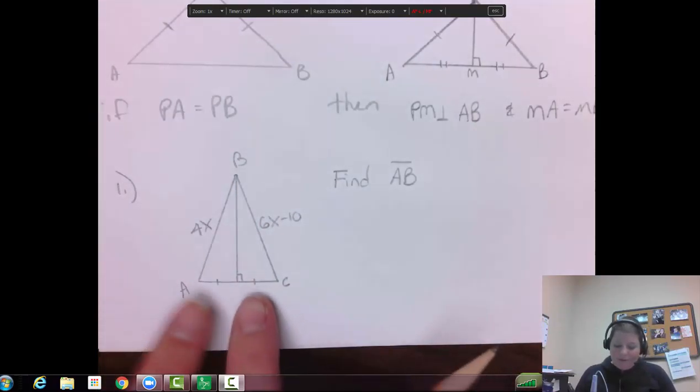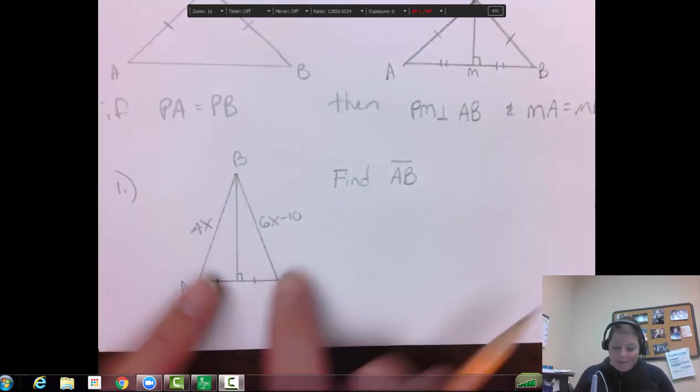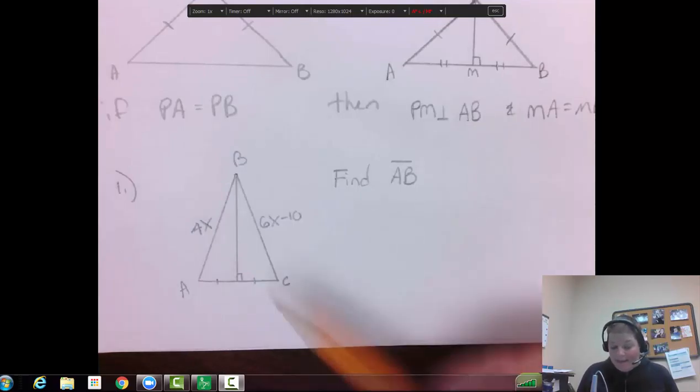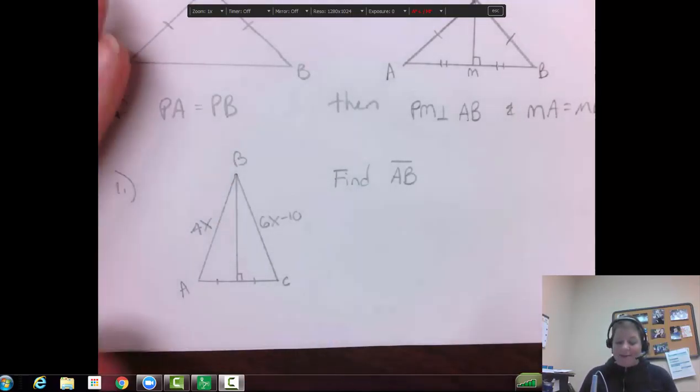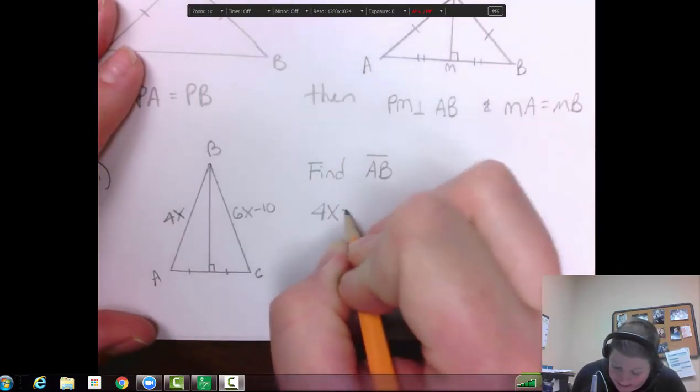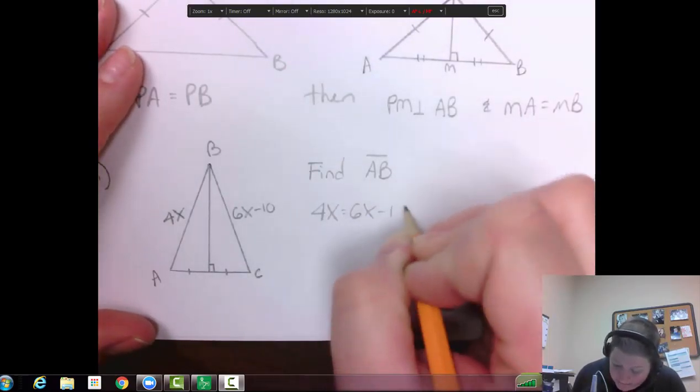Well, we know if these are congruent, what do we know about these two sides up here? They have to be congruent. All right, so those have to equal each other. We can find that x value. Then we could find what the length is of AB and BC. So we're going to say, all right, we know 4x has to equal 6x minus 10.